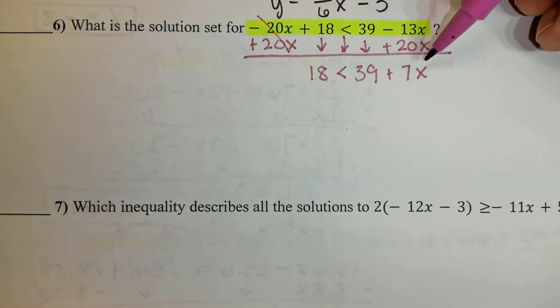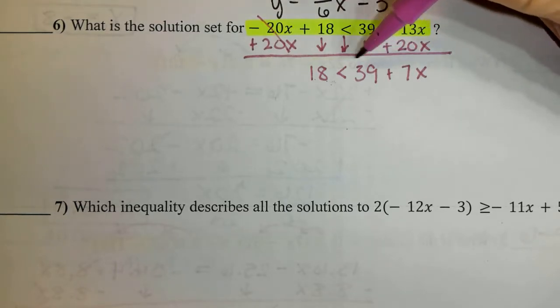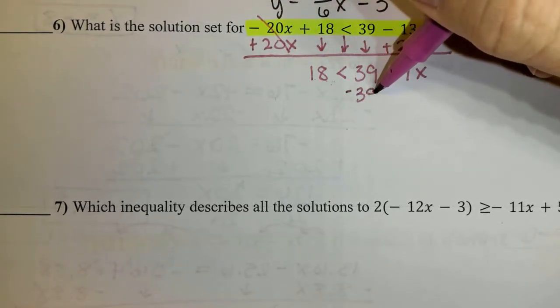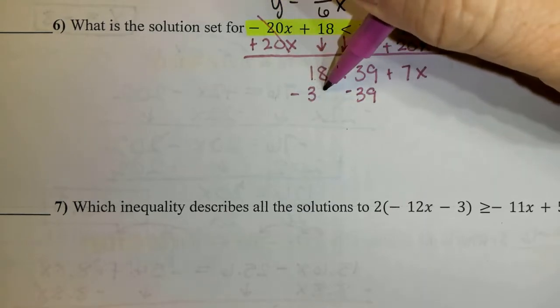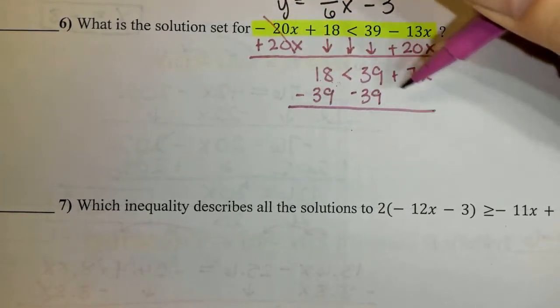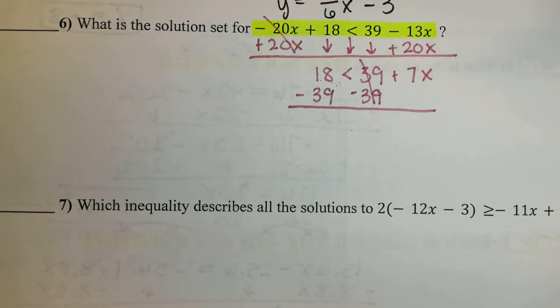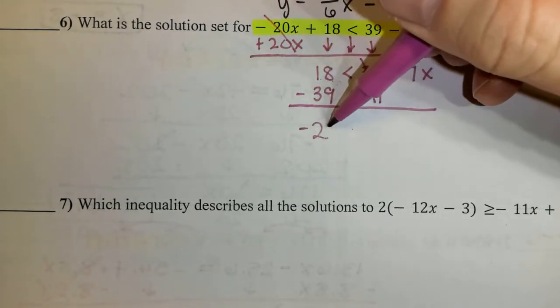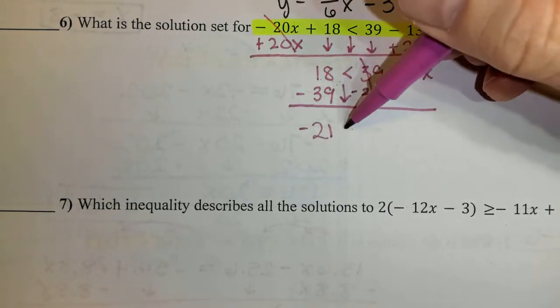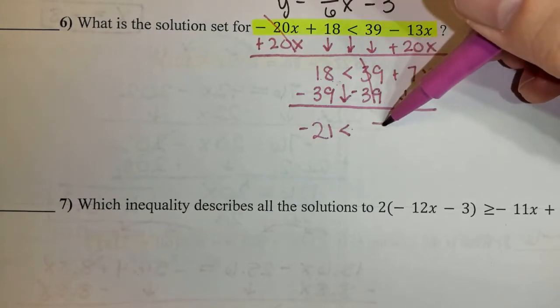Okay, all my x's are on one side. Now I want to move my numbers to the other. So positive 39 becomes negative or minus 39. That's 0. So you do 18 minus 39. You get negative 21. My sign has not changed, and I still have 7x.